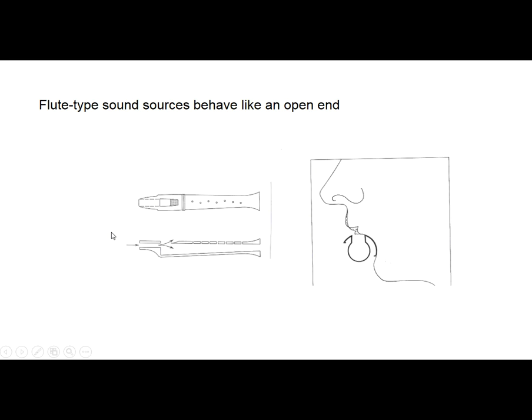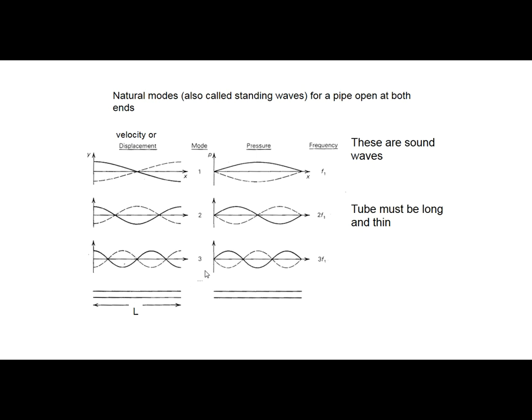So if we were to use a flute, we would see some sound wave entering in some air, and part of the air would go out and part of the air would go through the flute. We're going to consider a flute to be like a pipe that is open at both ends, because there's an opening here and there's an opening there, and we'll see in a moment what these two different types of pipes are.